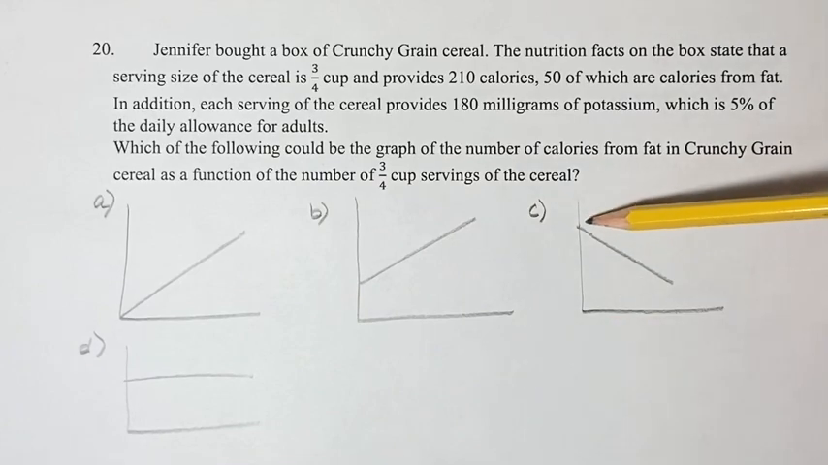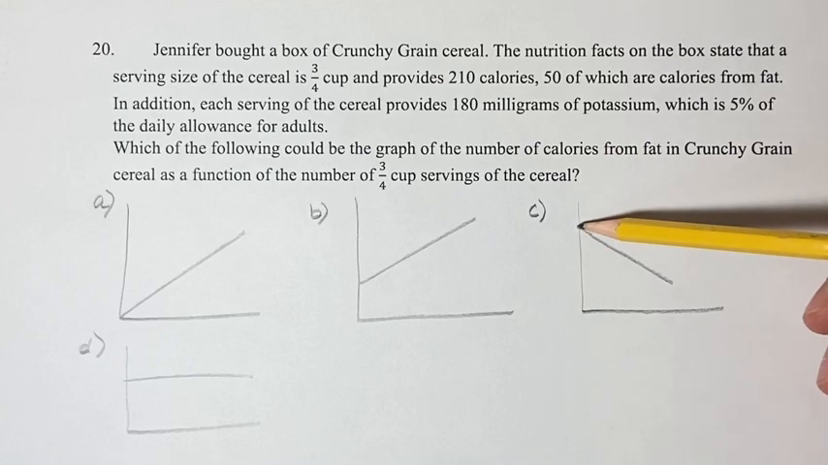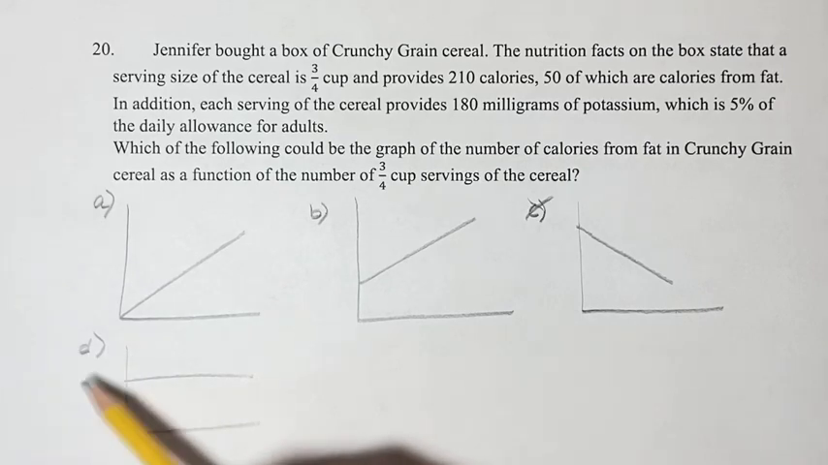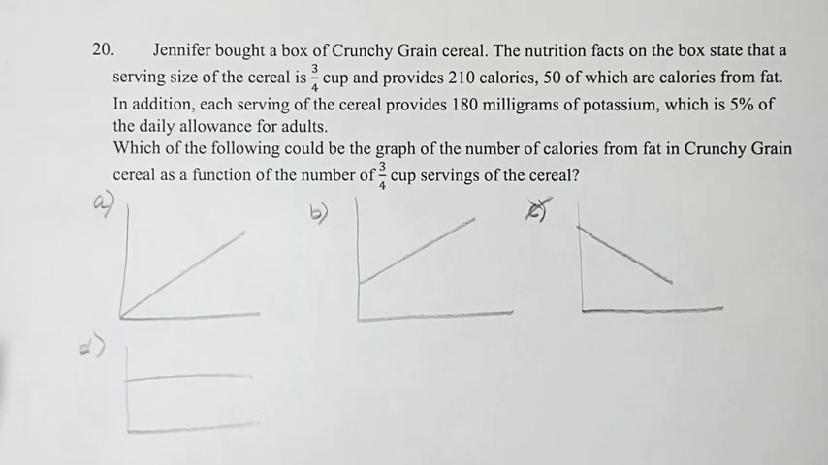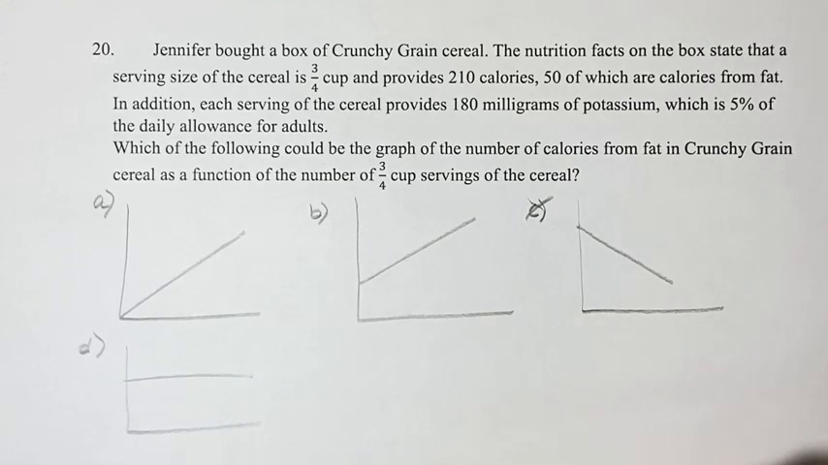In C, we would expect that as X goes up, going this way on the X-axis, the amount of calories is going down, which would not make any sense. In D, as the number of cups changes, in any direction, the Y value, the calories, is not changing at all, which is also not making any sense. As you get more food, you're going to have more calories, so D is our answer.